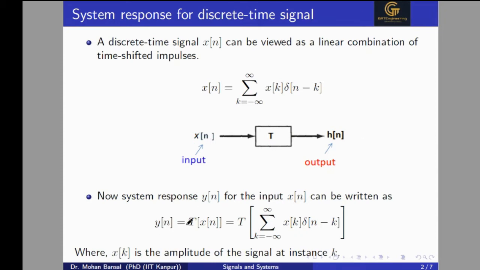Now we can write y[n], which is our output, as T of x[n], where x[n] is our input, T is our system, and we are getting the output. When we pass any input signal to the system, we get y[n]. Now x[n] is given in terms of the impulse function in equation A. From equation A, we can substitute x[n] as the summation of k equal to minus infinity to infinity x[k] delta[n minus k], where x[k] is the amplitude of the signal at instance k.